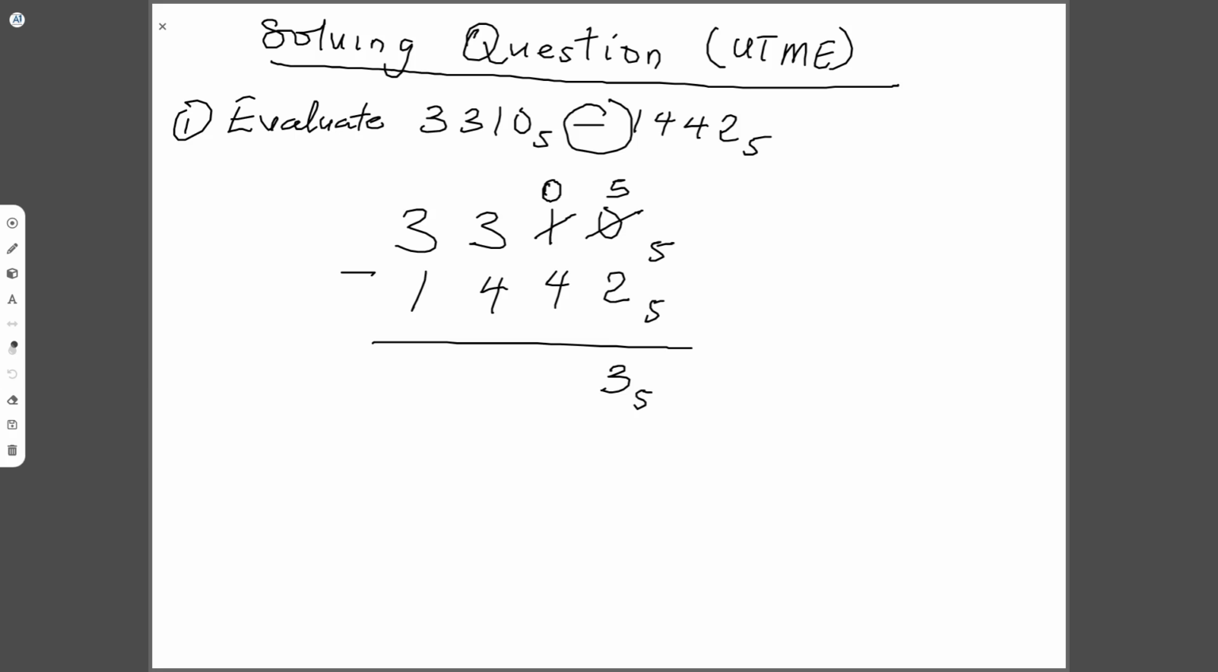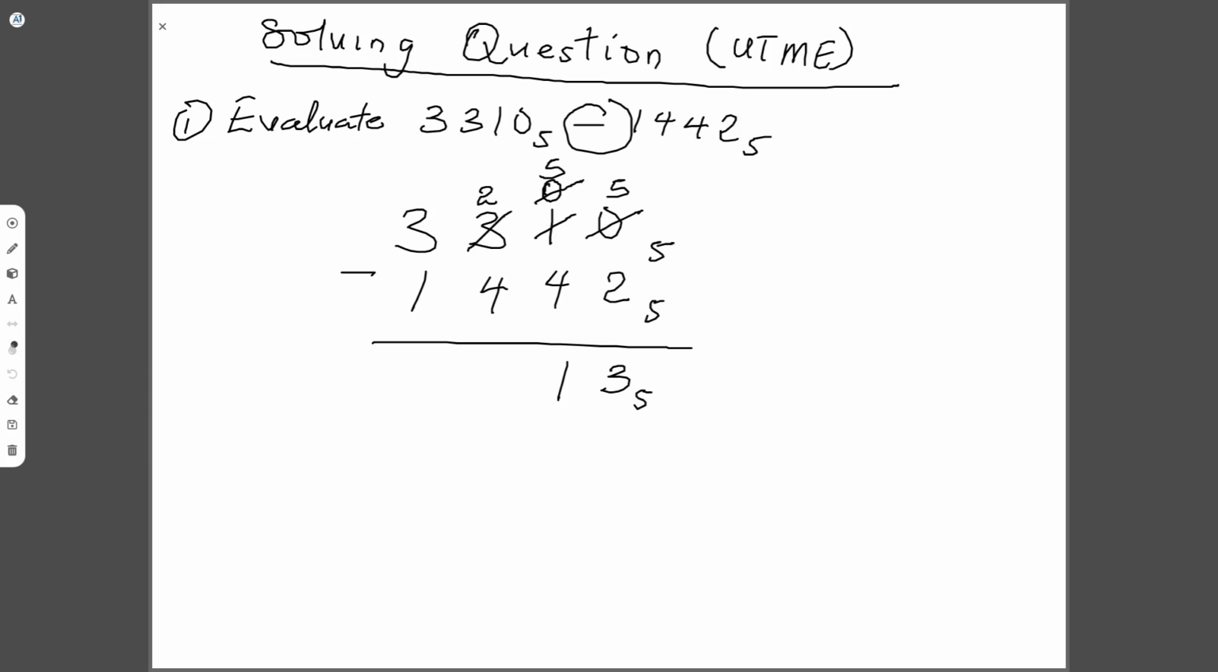Now we have 0. I want to take away 4 from 0. That also is not possible. So we have to cancel this, borrow from this guy. This is left with 2, and this becomes 5. Take away 4 from 5. We have 1. Now we want to take away 4 from 2.